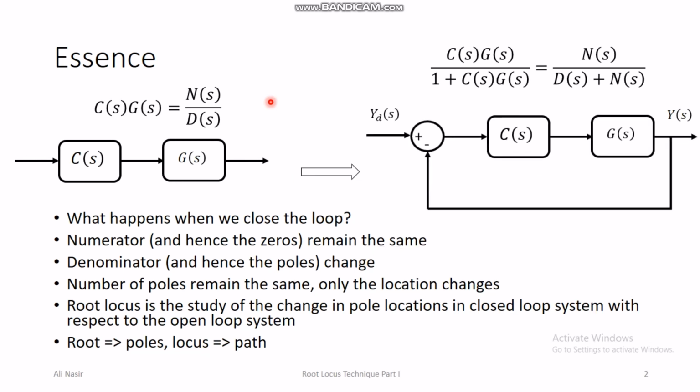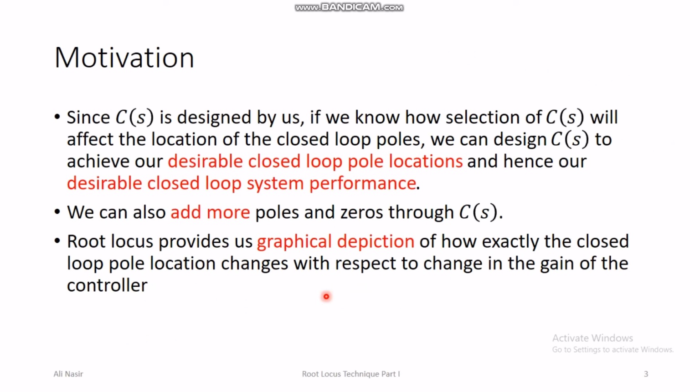Just to recap the lecture, I've discussed what happens when we close the loop, and it is such that zeros of the open loop system and the closed loop system are the same, but the poles of the closed loop system have different locations with respect to the open loop system. How does the location change? That we will study after we have discussed the 10 rules of root locus. For now, we are just finishing up with some motivation and notations.